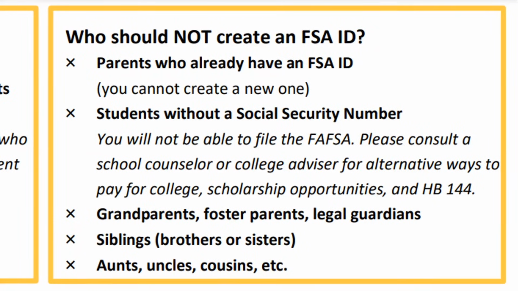Now, who shouldn't create an FSA ID? Firstly, parents who already have an FSA ID should not create a new one. Since each ID is linked to a Social Security number, creating a duplicate is not possible. If you've lost access to your username and password, contact the Federal Student Aid Information Center at 1-800-433-3243 for assistance.